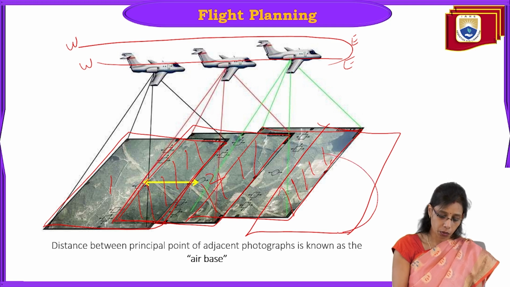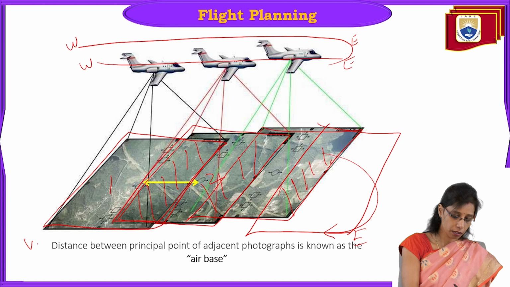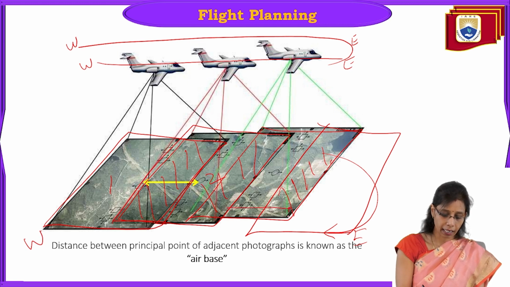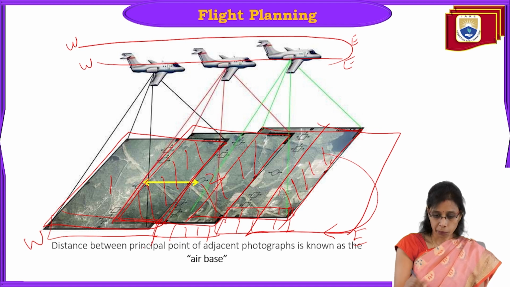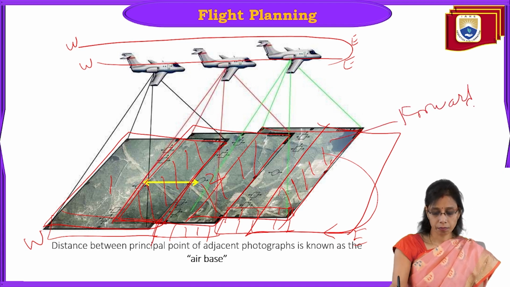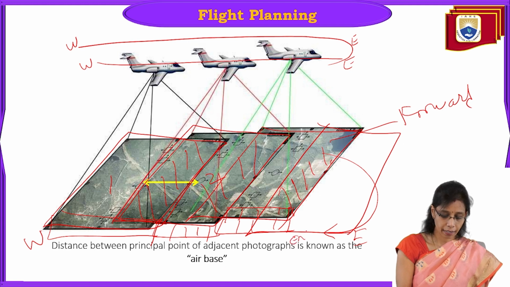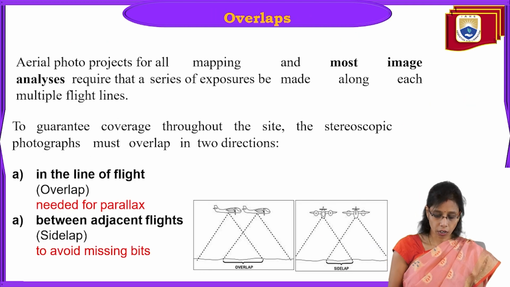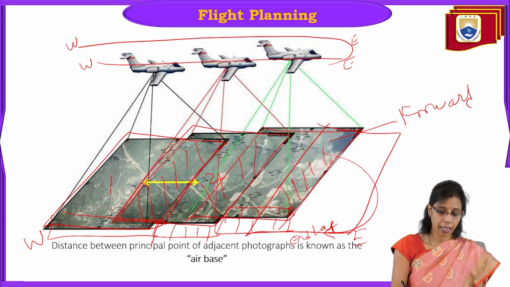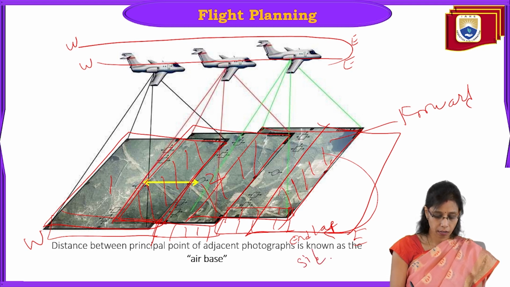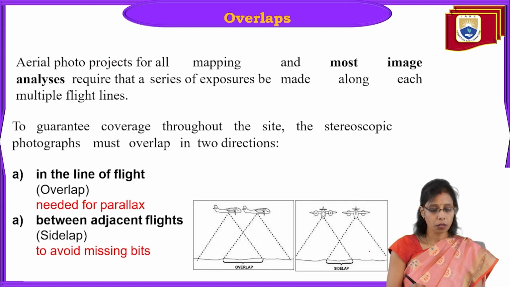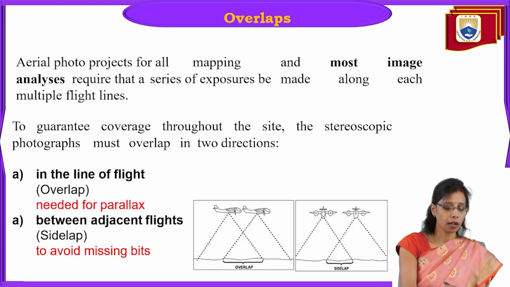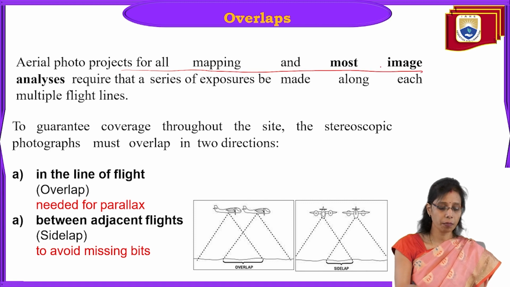When it comes back in the east to west direction, it will capture the same overlap and the side lap. So this portion will be common in this photo, and this portion will be common in this photo. This overlap is called the forward lap, and this overlap is called the end lap. Okay, so this is how the flight planning direction is given. Now if we talk about overlap, just now I was telling you about the forward lap and the end lap, or we can say side lap. Okay, side lap. So here you see overlap. Aerial photo projects for all mapping and most image analysis.